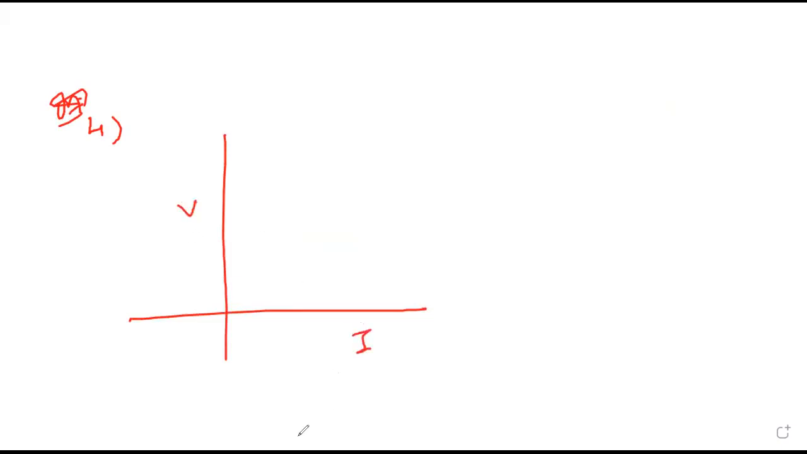Fourth one. Following are the graphs between current I drawn from the cell and potential V. Very important one. Graph of potential and current. Which one is the correct one? V is terminal voltage and E is the EMF of the cell, I is the current. Which is the correct graph?